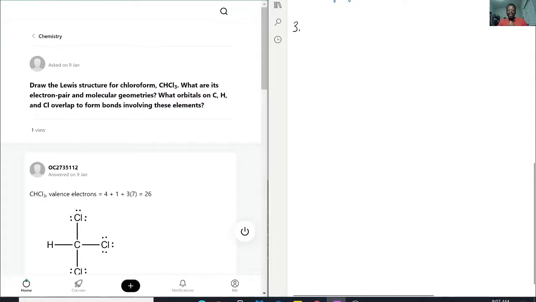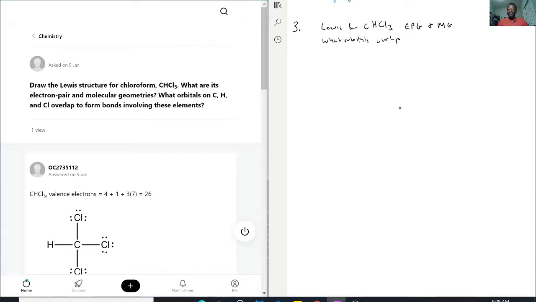Question number 3, we have: draw the Lewis structure for chloroform, CHCl3, and what are its electron pair and molecular geometries, and what orbitals on the C, H, and Cl overlap to form the bonds involving these elements. Okay, so this one's a little bit tricky, but we have CHCl3. Let's say it's Lewis for CHCl3, okay? And electron pair geometry and molecular geometry. And we also want to know what orbitals overlap.